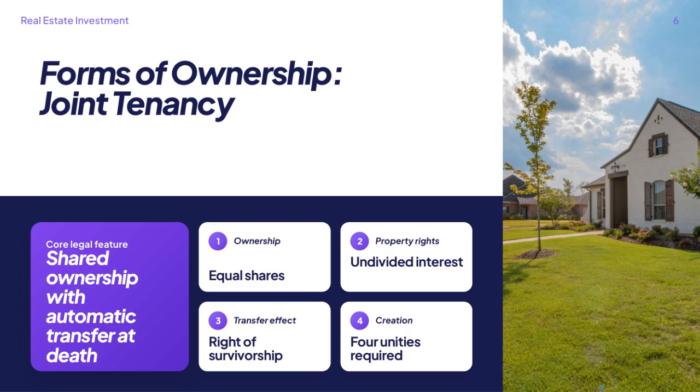In joint tenancy, each owner holds an equal share of the property, meaning everyone has the same level of ownership. One important characteristic is that the ownership interest is undivided, so no one physically owns a specific portion. They all own the property as a whole. A key legal feature of joint tenancy is the right of survivorship. This means if one owner passes away, their share automatically transfers to the surviving owners, rather than being inherited by heirs outside of the joint tenancy. This automatic transfer helps avoid probate and can simplify the ownership transition. To create a joint tenancy, four unities must be present.